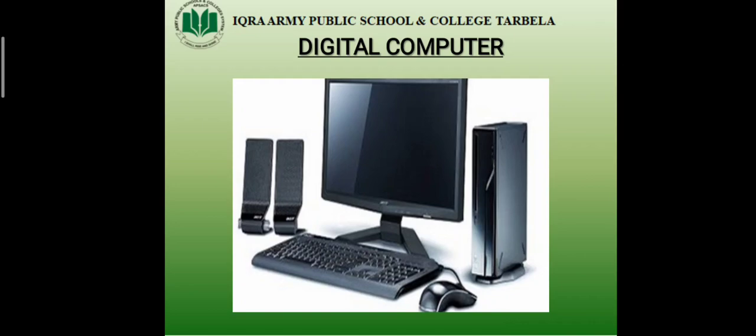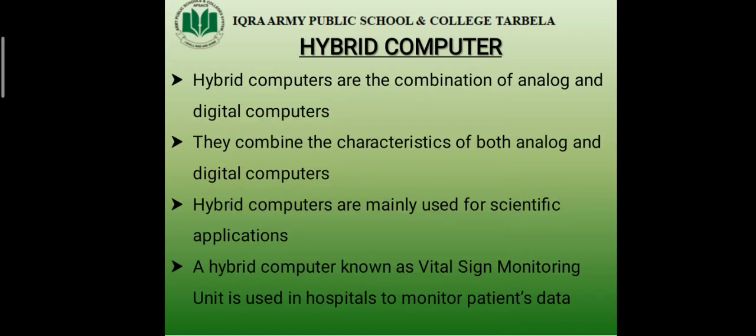Okay. The third type of computer is hybrid computers. Hybrid computers are basically the combination of analog and digital computers. They combine the characteristics of both analog and digital computers, and they are used for scientific applications. These types of computers are usually used in spaceships, missile systems, scientific research, hospitals, and for controlling industrial processes.